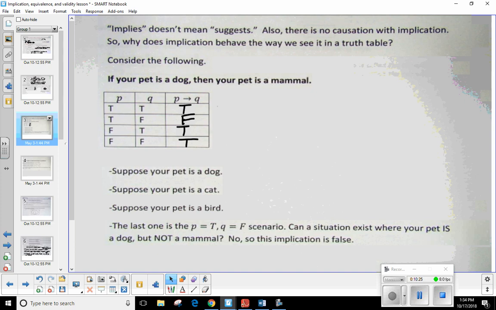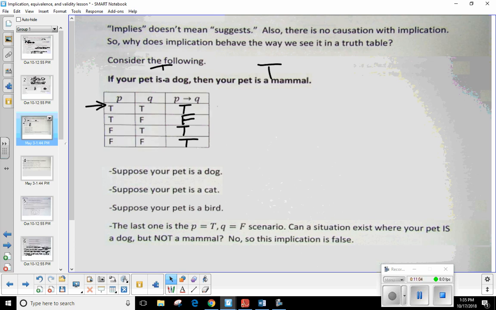Okay, so let's go ahead and run through this scenario here. Let's say my statement is, if your pet is a dog, then your pet is a mammal. The way we classify mammals: gives live birth, produces milk, has hair. So if your pet is a dog, then your pet is a mammal. Let's start with the first scenario. Suppose your pet is a dog. Well, that's a true statement, right? If it's a dog, it will be a mammal. So this is the true, true scenario.